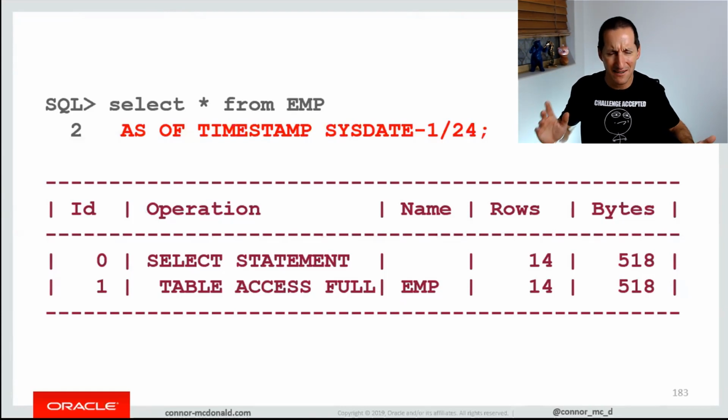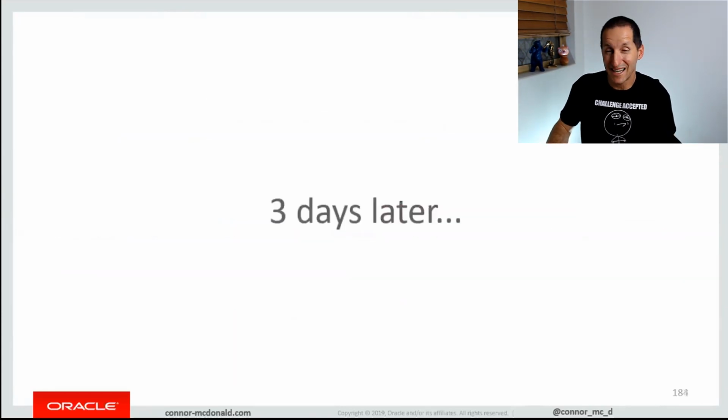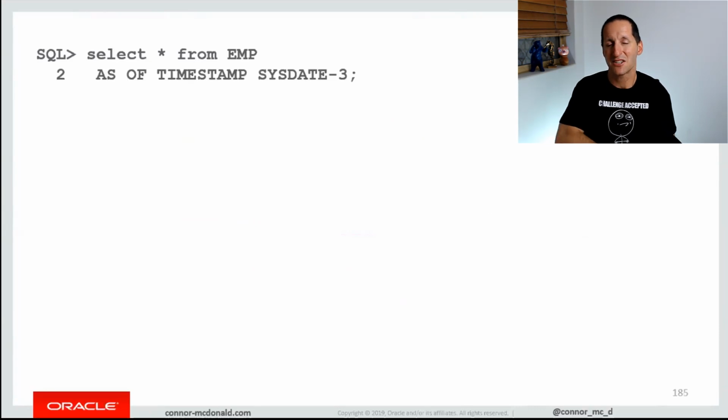So where does Flashback Data Archive come in? Let's go 3 days later now. Let's show me the employee table as it was 3 days ago. Now, it's very unlikely that Flashback Query is going to be able to do that because it's unlikely we're going to have 3 days worth of undo floating around online in our system.